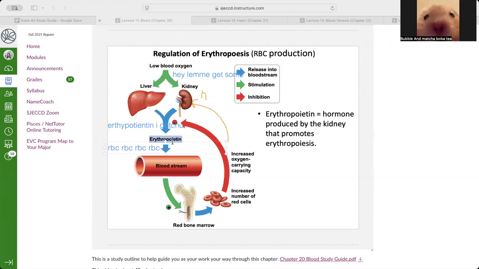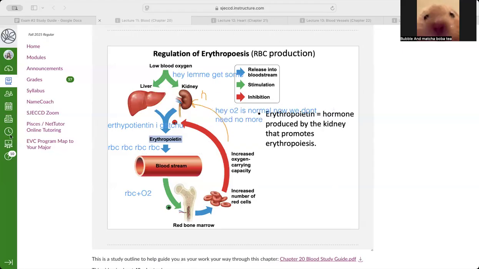And then afterwards, this will raise your oxygen level. Why? Red blood cells carry oxygen. Okay? And then when your kidney sees that oxygen is normal, they're like, hey, oxygen is normal now, right? We don't need no more.